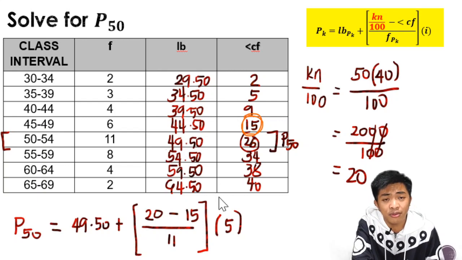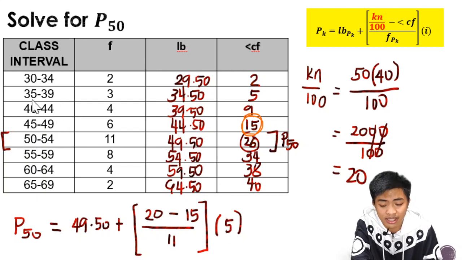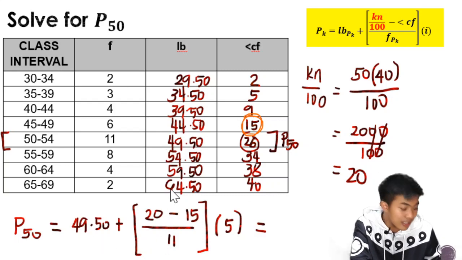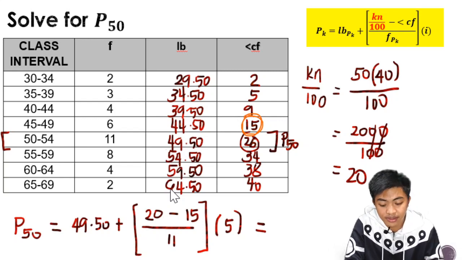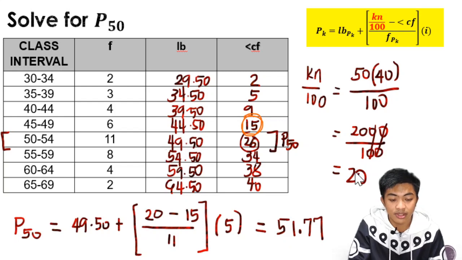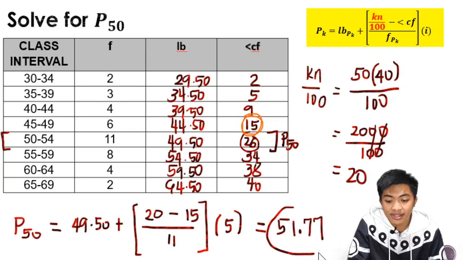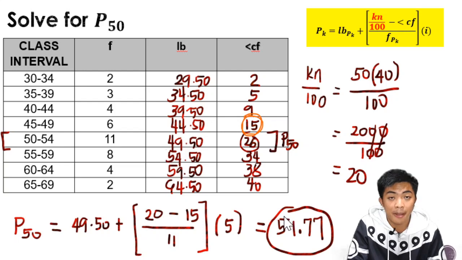An alternative way of getting the class size is by subtracting a lower limit to the next lower limit. Gets ba? Parang 35 minus 30, parang ganun. 40 minus 35. The answer is 5. Okay? Now, i-input ko na lang siya sa calculator and let's see kung ano ang 50th percentile. And so the answer here is 51.77. Okay? So this one, guys, is the 50th percentile.